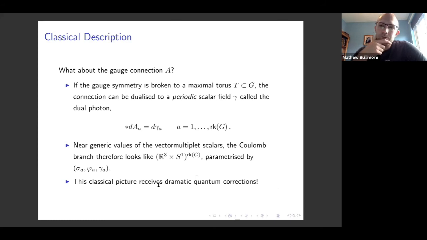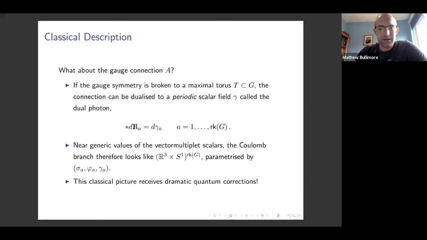And so let me assume for a moment that I sit at a generic point for sigma and phi, and so the gauge symmetry is indeed broken to a maximal torus, an abelian symmetry. Then each of the abelian gauge fields can be dualized. You can take it to a periodic scalar called gamma, and we often call that the dual photon. So it's related to the gauge field by this relation here.